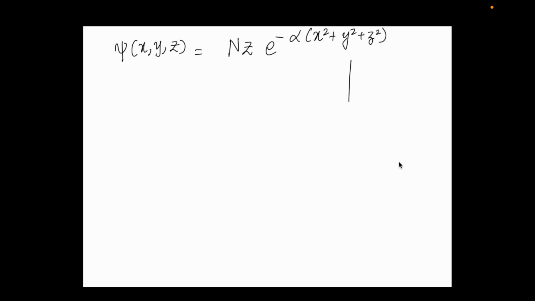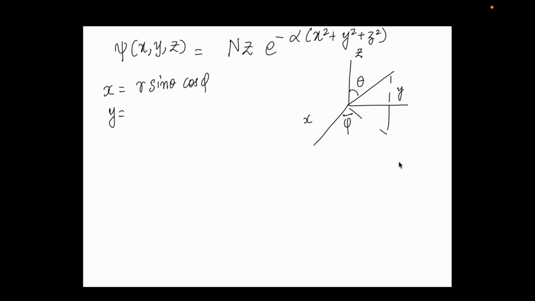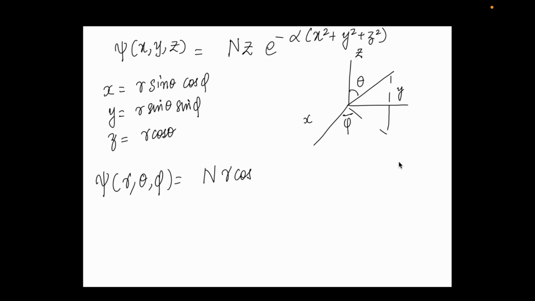So for this case, let's do it in spherical polar coordinates, which is x, y, z. If this is the projection, this is theta, this is y. So x is r sin theta cos phi, y is r sin theta sin phi, and z is r cos theta. If you put it over there, you get e to the power minus alpha r square.